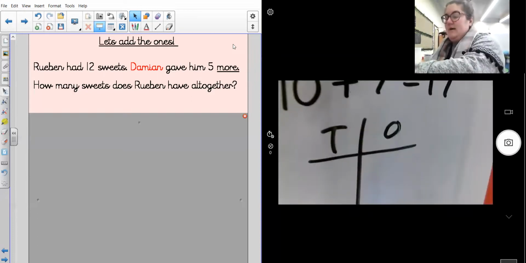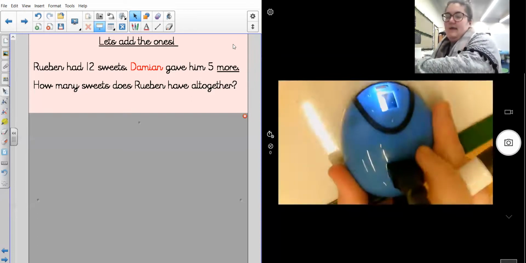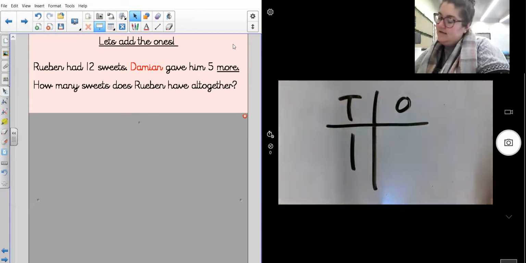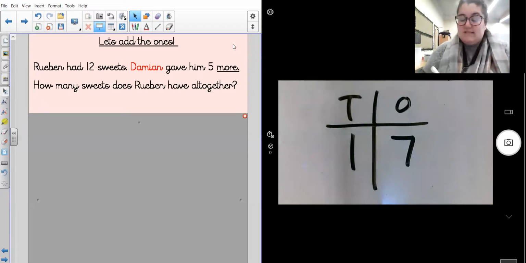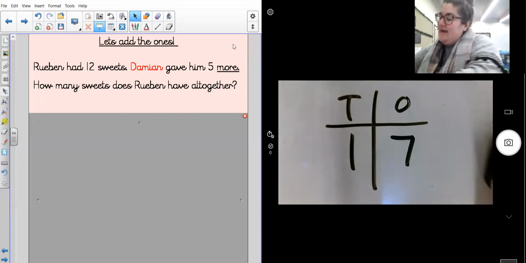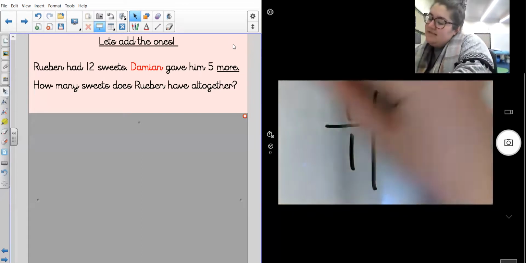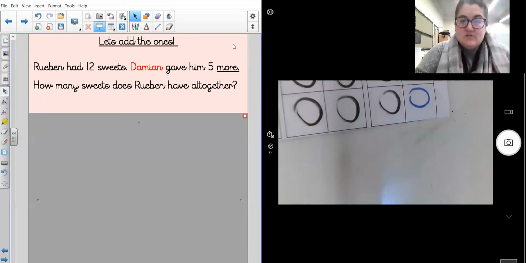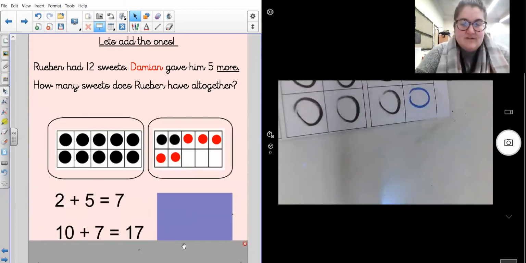But if I just use my place value grid to help me, I've got 1 ten and 7 ones, and together that makes 17. Okay, so I've used my skills and I've used my steps to success to help me solve the problem. Let's see if I got it right.